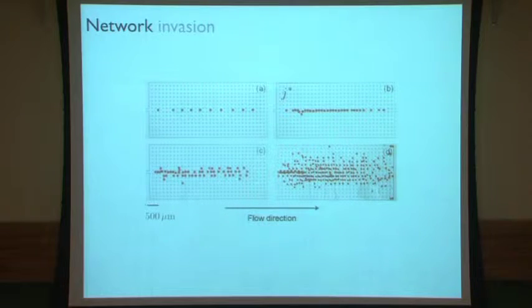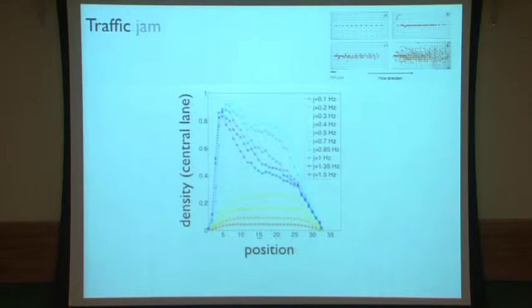If you further increase the current, the number of droplets that are exploring the side lanes increases, and eventually all the possible paths are explored by the affected particles. So now, more quantitatively, here what you see is the density profile of the droplets along the central lane.